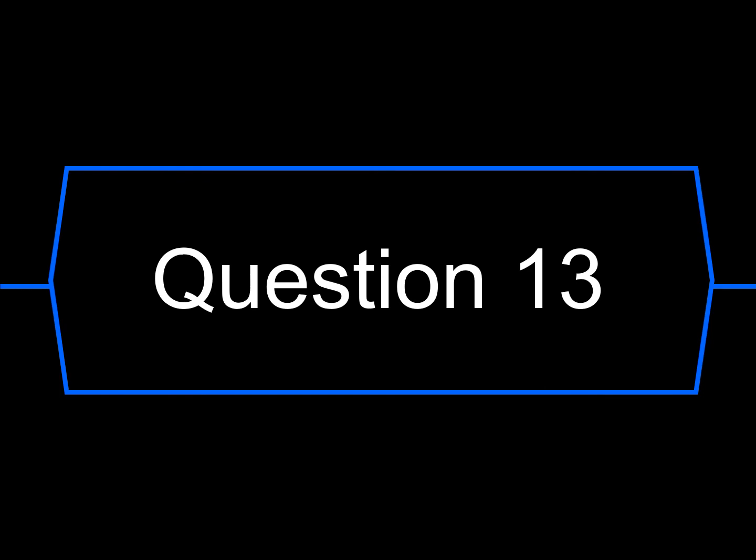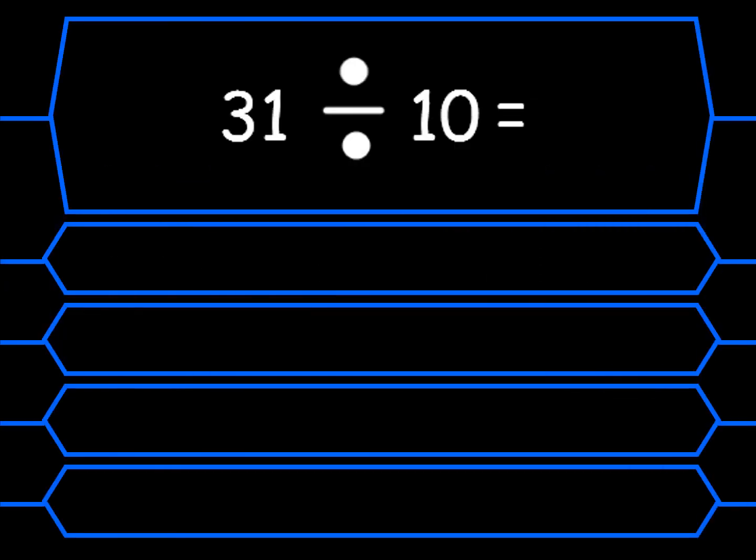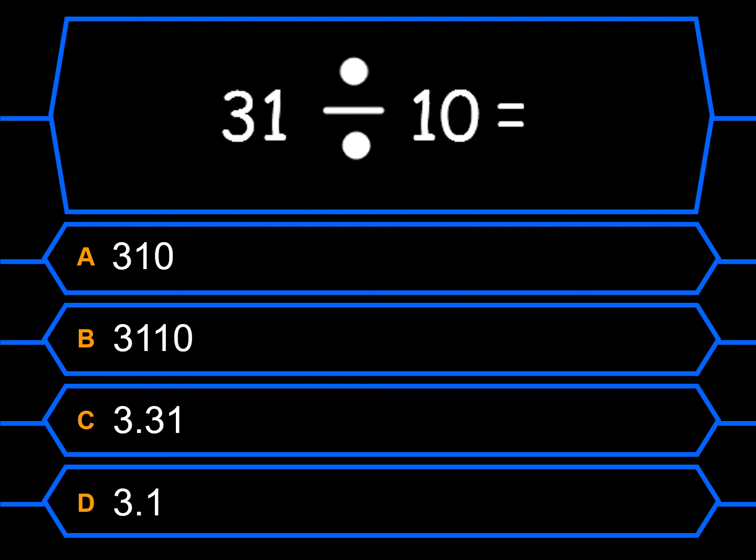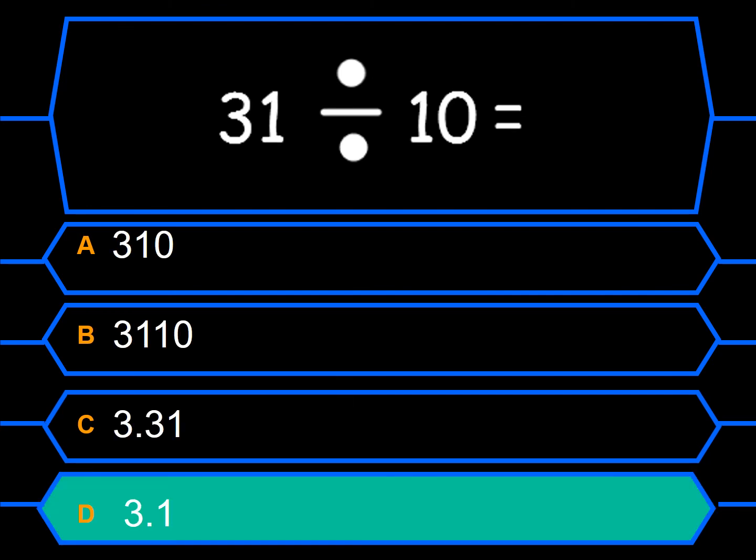Question 13, almost done. Very similar, this one, let's see if you can do it again. 31 divided by 10, is it A, 310, B, 3,110, C, 3.31, or D, 3.1? Pause the video, remember the grid. The answer is D, 3.1.